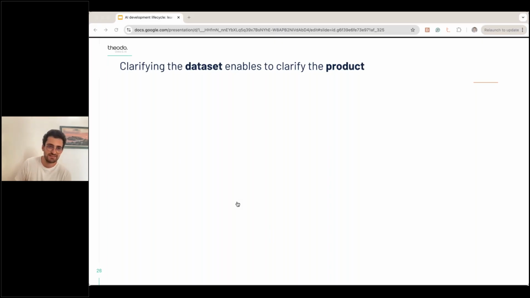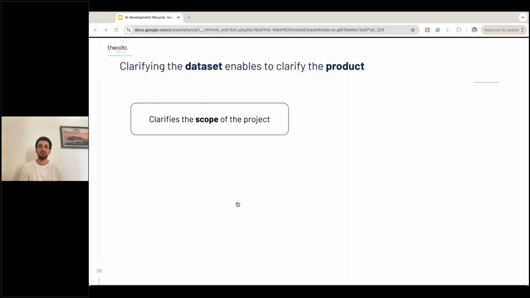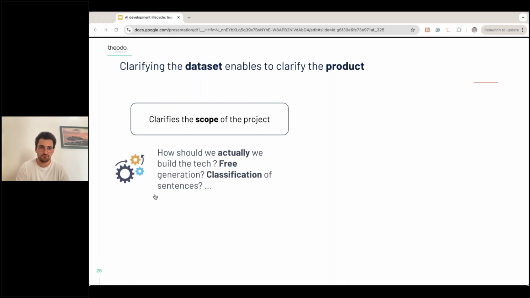Actually, clarifying the data sets enables to clarify the product. It's not just to measure performance, it's really to help the product conception. Because first, it helps to clarify the scope of the project. How should we actually build the tech? Should we do free generation, classification of sentences?